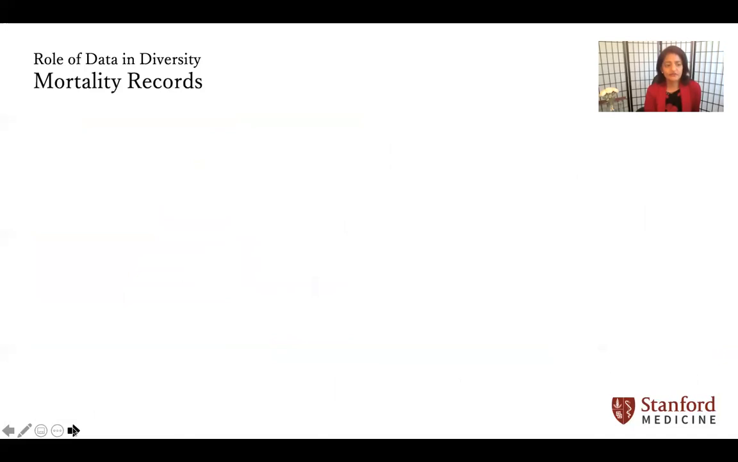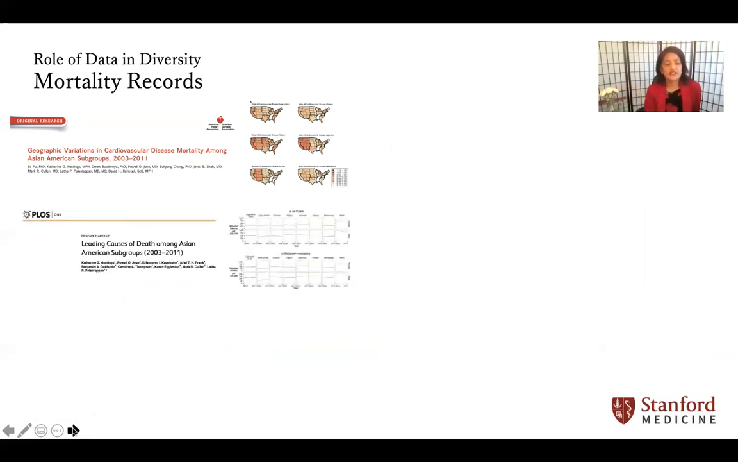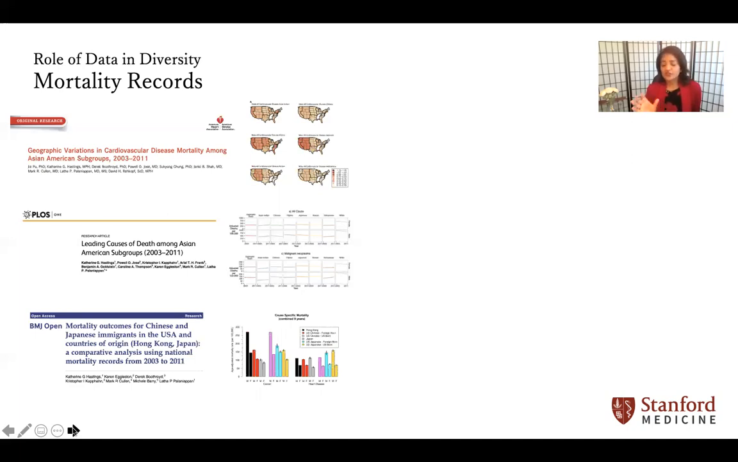Next slide. We've also looked at mortality records, so death records in the United States. Next slide. And just in 2003, we started disaggregating Asian subgroups on mortality records, and we found geographic variations in cardiovascular disease. Next slide. We found that leading causes of death are different in different Asian American subgroups, with some groups such as Koreans, Chinese, and Japanese having more cancer, and other groups like Asian Indians and Filipinos having more cardiovascular disease as a leading cause of death. Next slide. We are also able to compare Chinese and Japanese populations living in the US to death records from the country of origin and finding interesting patterns in immigration. Next slide.